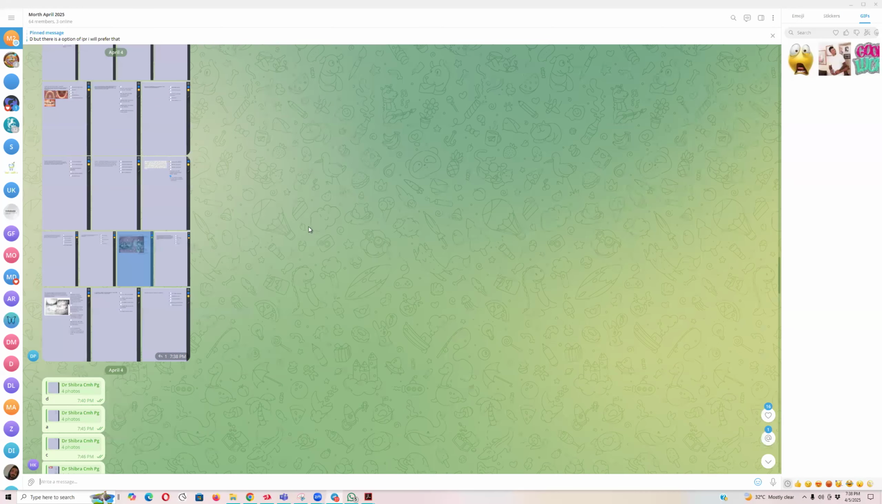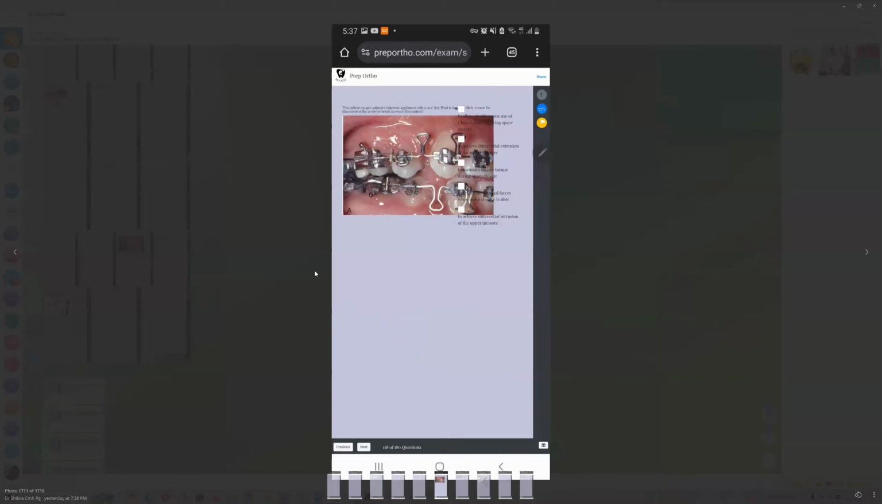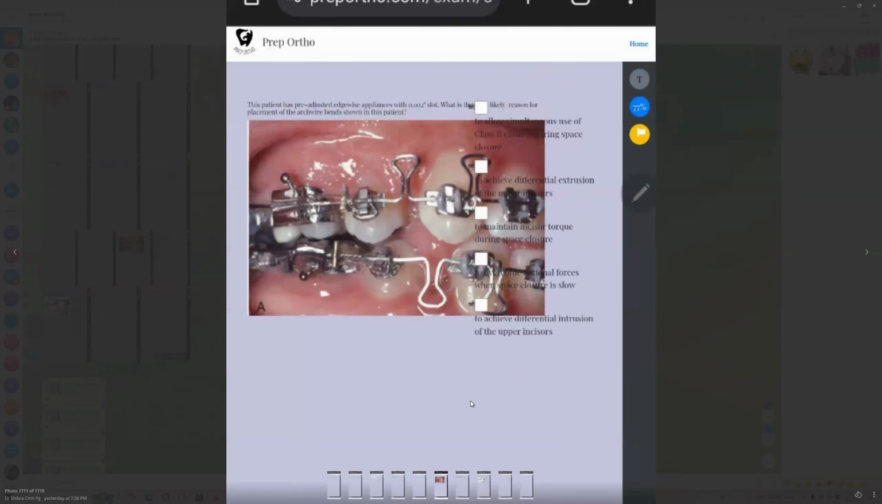Dr. Harris, what is the right answer? Somehow the options are hidden below the picture. I'm not sure, so could you please repeat what is the fourth? Both alpha and beta arms are at the same height, right? So it's not a differential extrusion or intrusion. Some people also use class 2 elastics, but they are using them in both arches. So I will choose the option that says to overcome frictional forces when space closure is slow.